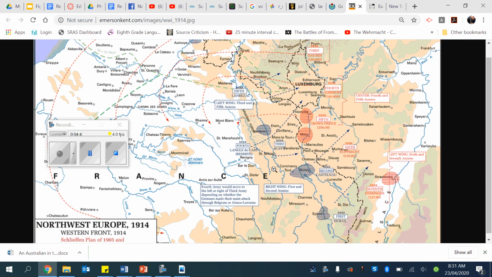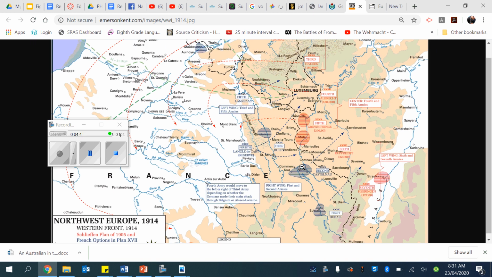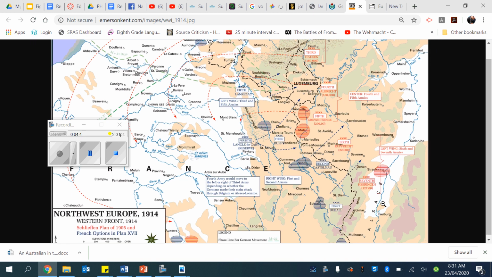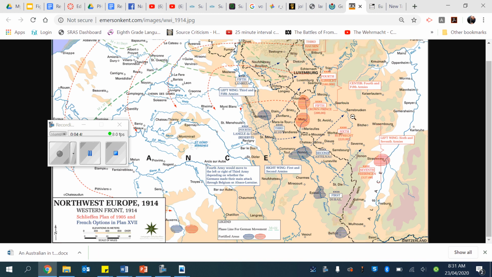In addition to that, the French lost this territory here, Alsace and Lorraine, at the end of the Franco-Prussian War. Now the French will want them back, and so what they will do at the start of this war is they will seek to take that back straight away.